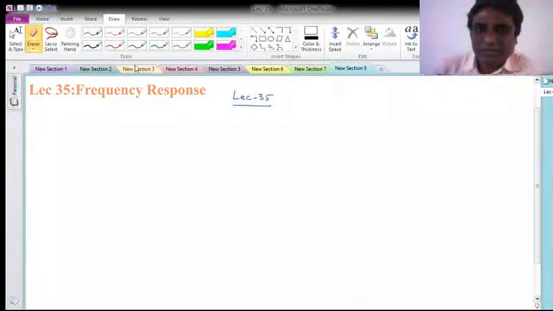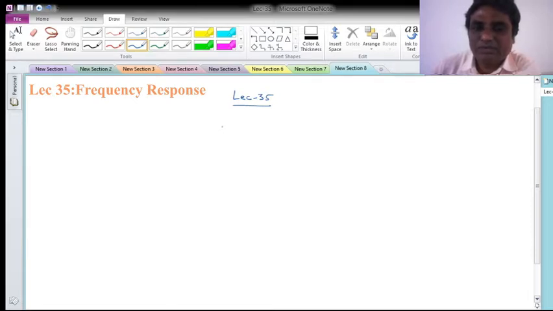Welcome to lecture 35. In the last class we have seen the behavior of the second order system based on the location of poles, and we know poles are the roots of the characteristic equation. And also we have started with the frequency response.